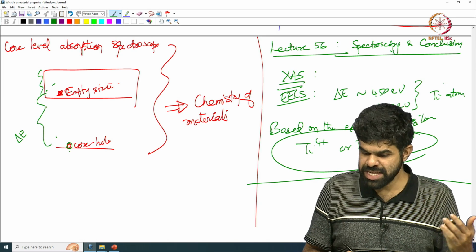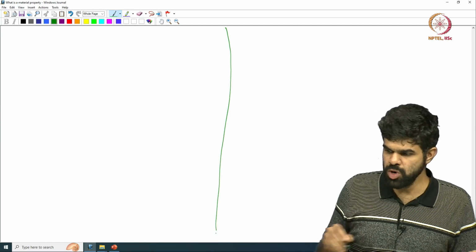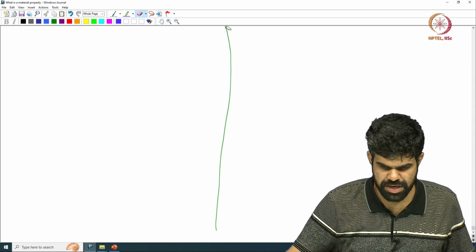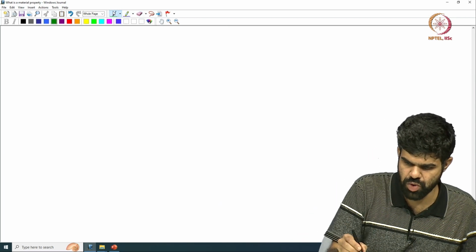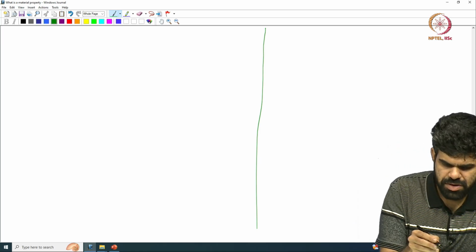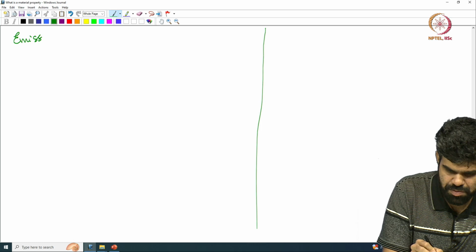Now there are two more ways in which you can do core level spectroscopy. So let's talk about what is the analog of emission spectroscopy.